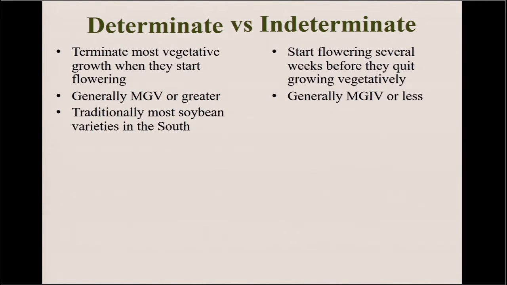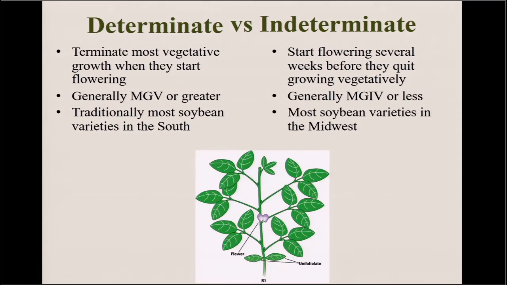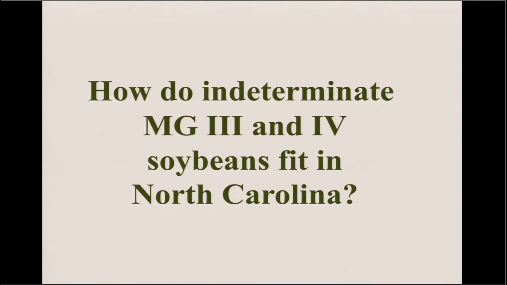These are generally maturity groups 4 or less, although you can find some indeterminate early to mid 5s, and these are most soybean varieties produced in the Midwest. So the research question then becomes, how do these indeterminate maturity groups 3 and 4 soybeans fit across North Carolina, a state where we've traditionally produced more determinate varieties?